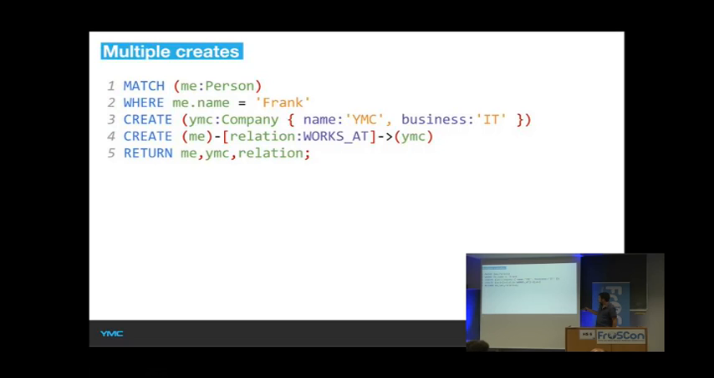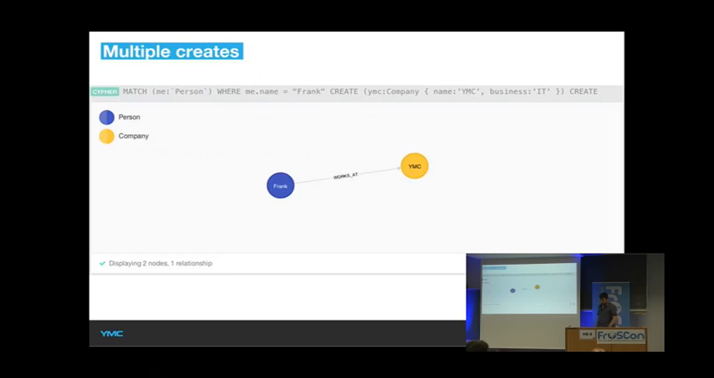First of all, we create another node with the label company, and this is my employer YMC with business IT, for example, to give two properties. So we created the node YMC, and directly afterwards we create a relation between me and YMC and return those nodes and the relation. It will look like this. And as you see, the Neo4j web interface will color the company. It's a bit cut off, but you see there is another color because it's a different label on YMC. It's a company, not a person. That's the label thing.